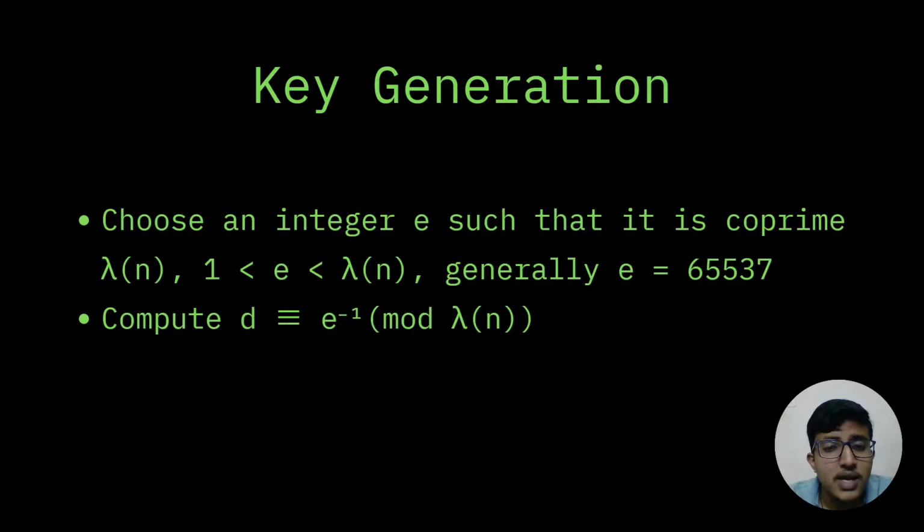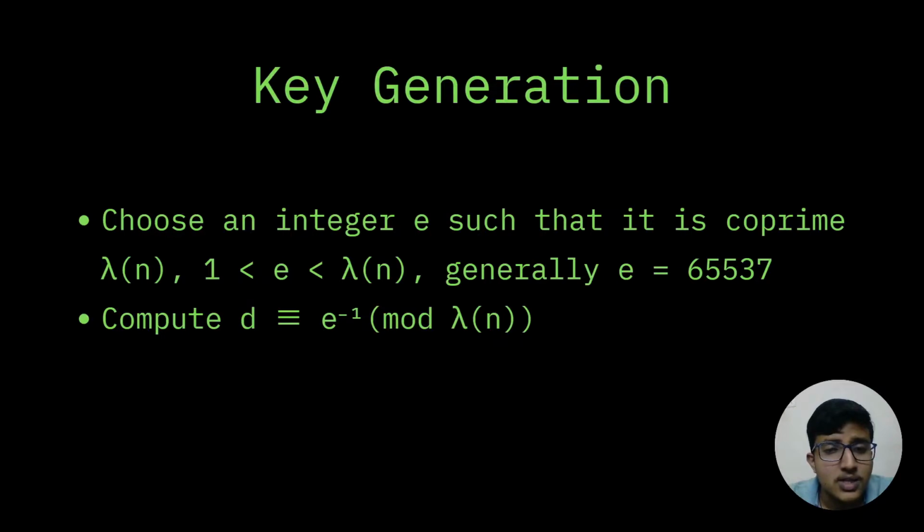We then choose an integer e such that it is coprime with phi and is in the range of 1 to phi. Generally, e is taken as 65537, which happens to be 2 to the power of 16 plus 1. Now we determine d as the modular multiplicative inverse.